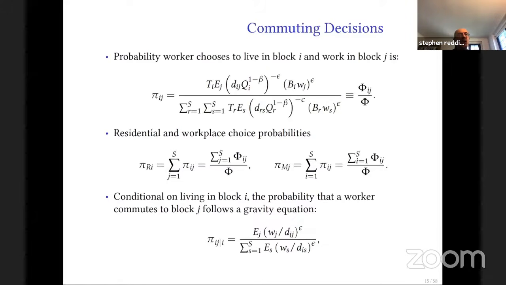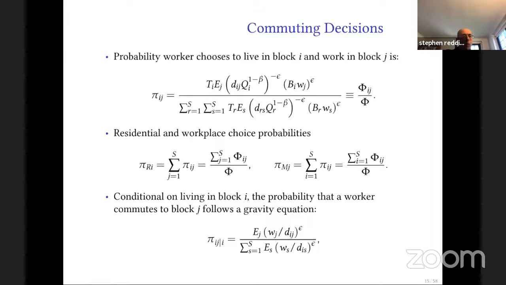So that's a desirable feature of the model to have, as it connects very closely with the data. And so what is the intuition for this gravity equation? Well, how many people will commute from residence I to workplace J? That will depend on how attractive the workplace is, the wage it pays. It'll also depend on how attractive the residence is: how low the price of floor space Q is, how high the amenities in the residence B are, and then how high these preference parameters are that control the idiosyncratic draws.